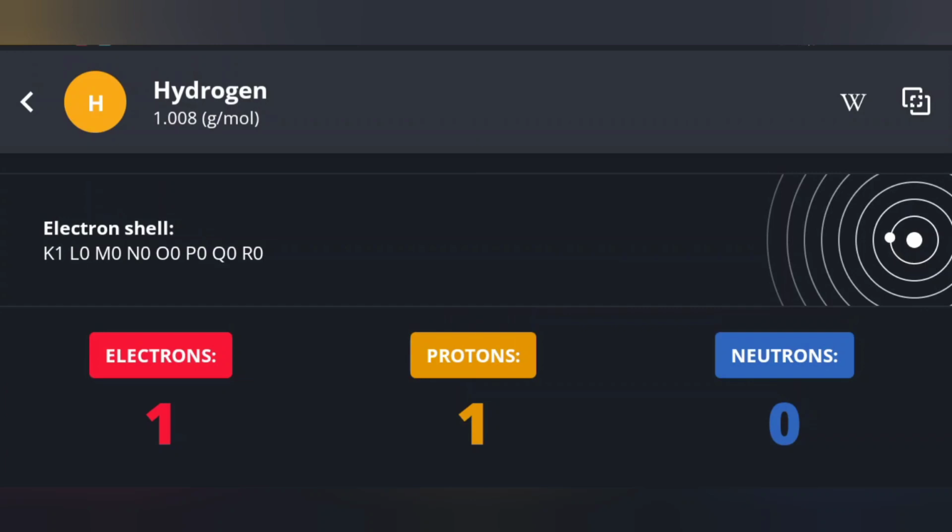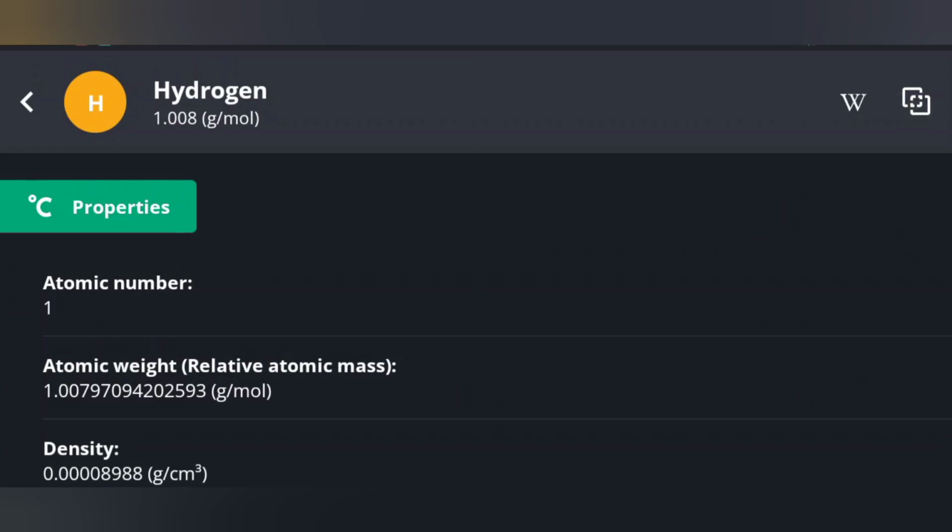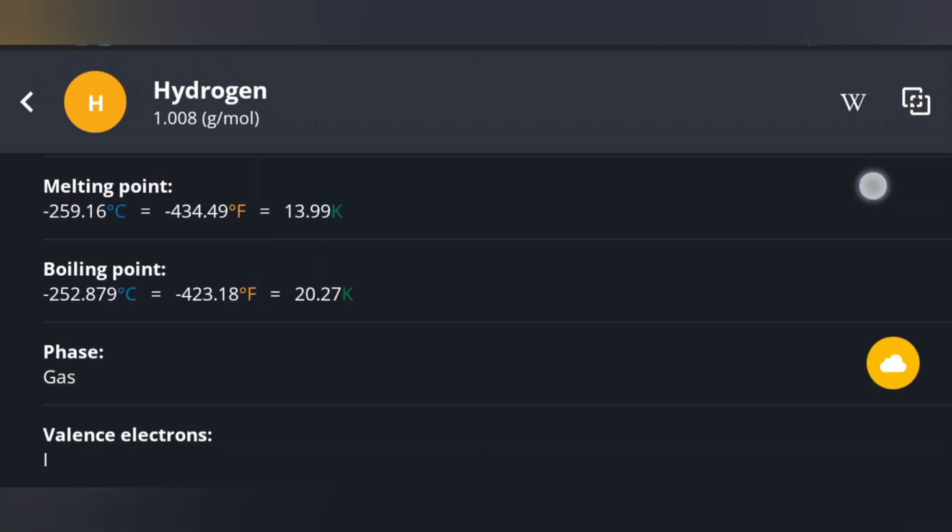Now discuss the properties of hydrogen. Its atomic number is 1. Its atomic weight or relative atomic mass or molar mass is 1.0079 gram per mole and its density is 0.00008988 gram per cm cube. Its melting point is minus 259.16 centigrade and boiling point is minus 252.879 centigrade. Its state or phase is gas.